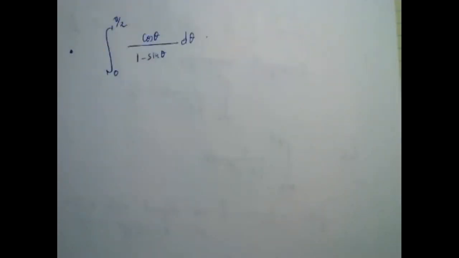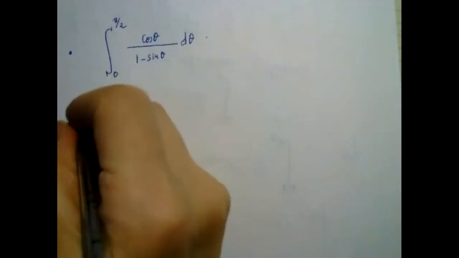And then once we decide, the question is, does it converge or diverge? Won't it blow up at pi over 2 because sine of pi over 2 is 1? Exactly, we have a problem at pi over 2. So is it an improper integral?